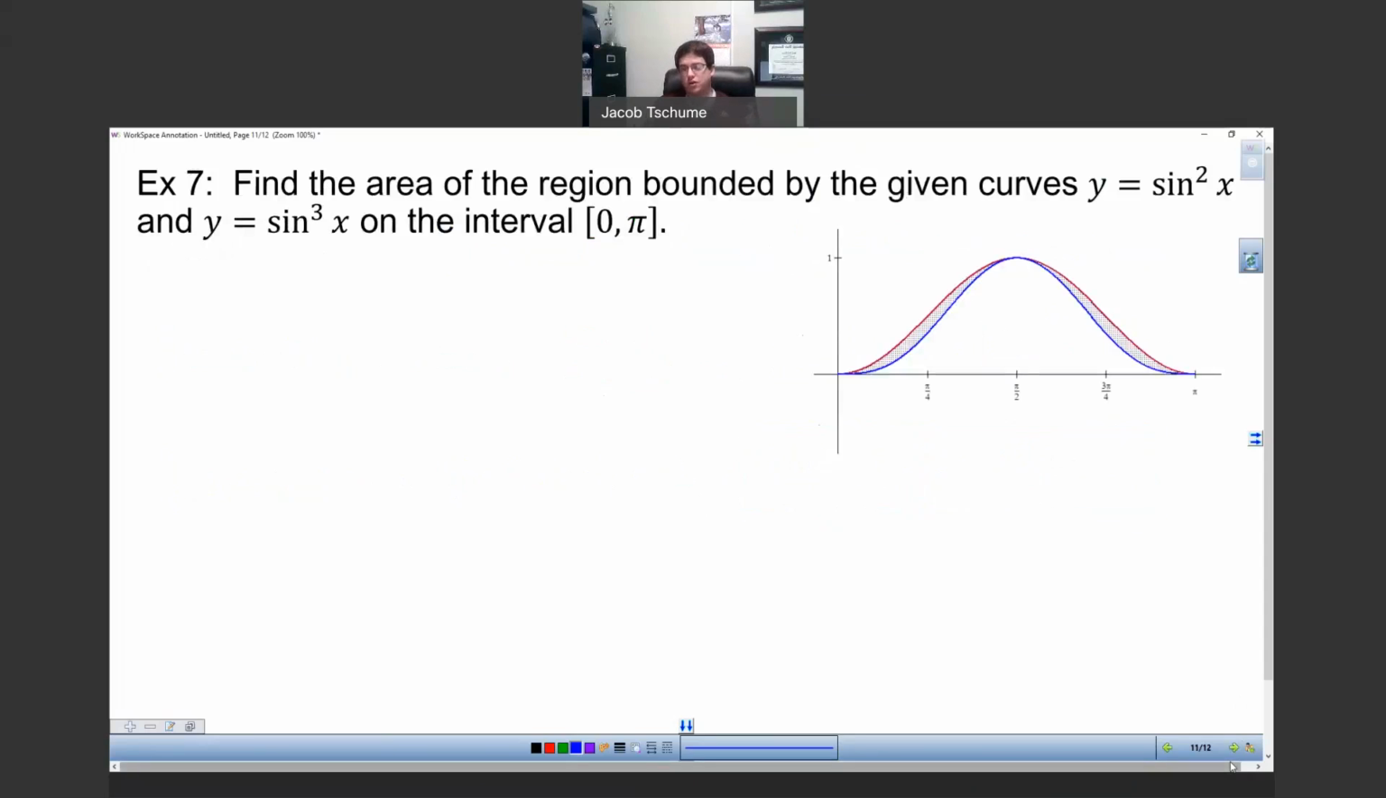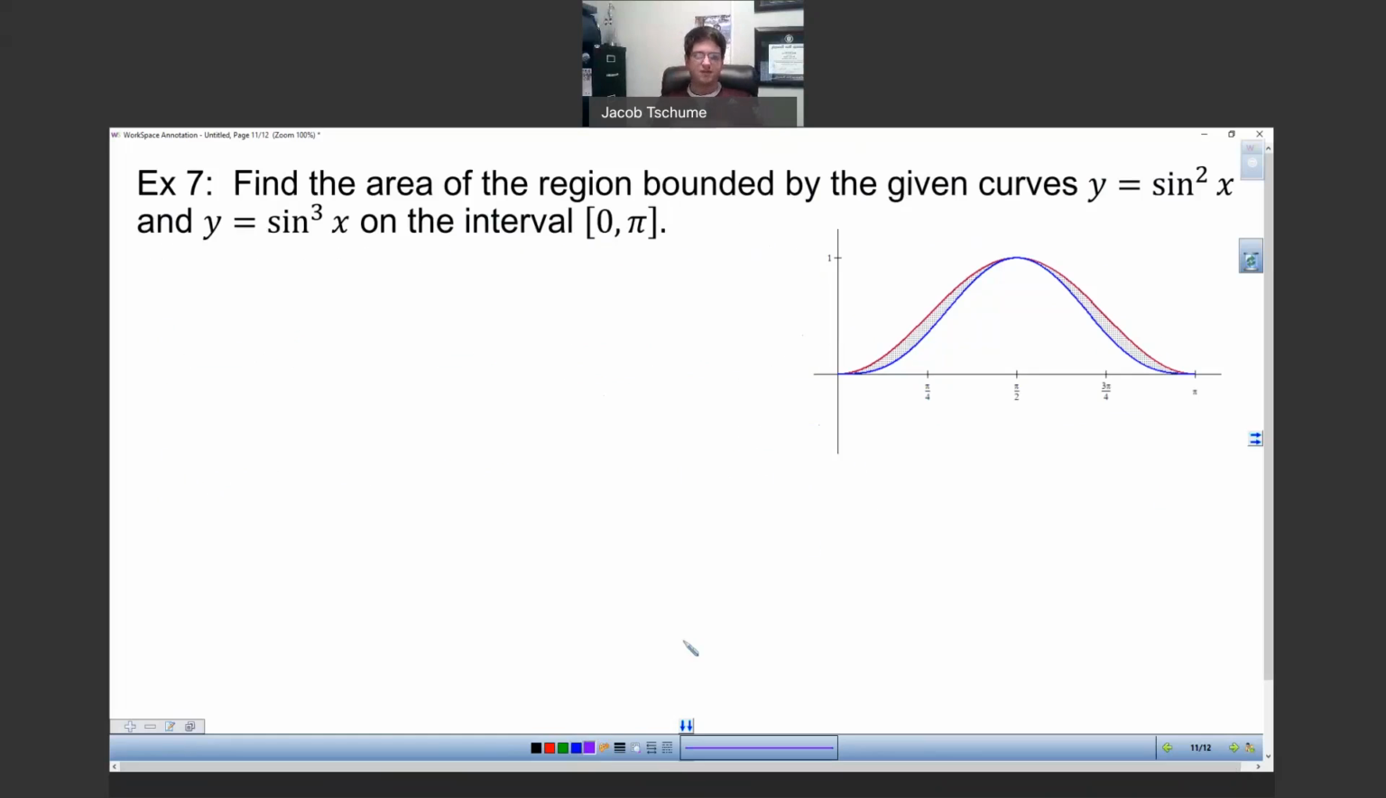Now that we have learned a couple of new integration techniques, we can now go back to some topics that we covered in earlier videos and apply some new problems. So let's go back to section 6.1 when we did area between curves. So let's do a new one that we can now actually solve. I want you to find the area of the region bounded by the given curves y equals sine squared and y equals sine cubed on the interval 0 to pi.